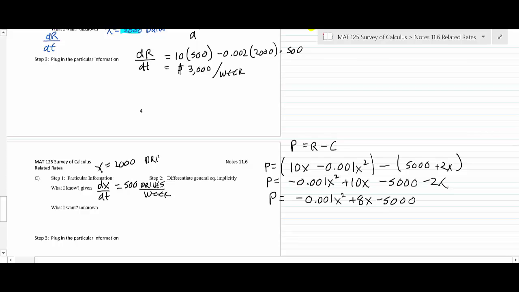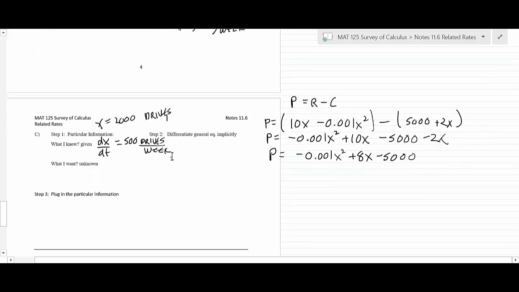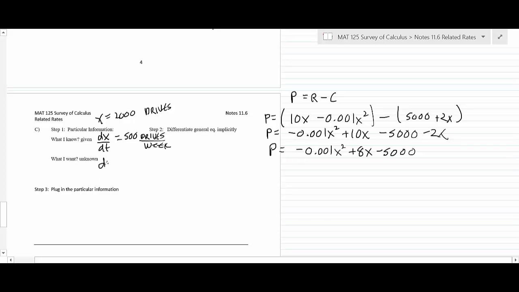Okay, what are we trying to find on this problem? In Leibniz notation, dP over dt. So we're trying to find the rate the profit is changing over time. Okay? All right, everybody okay so far? This should be about the same as the last problem.